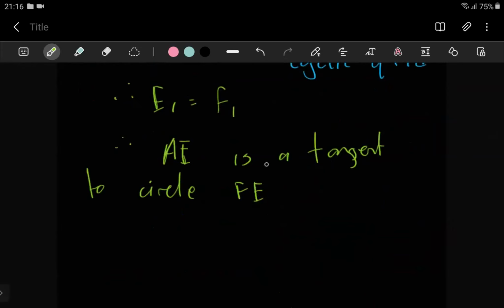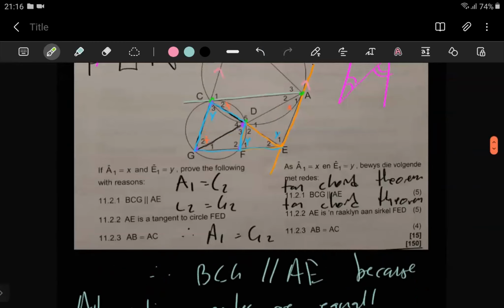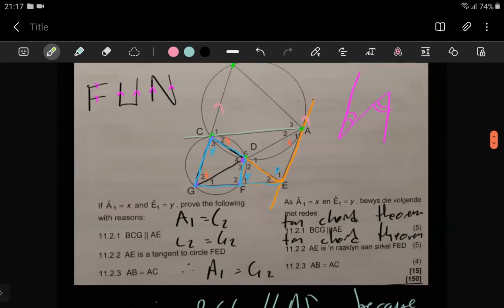Now the reason here, you're just going to say converse of tan chord theorem. Like that. And then you will be home free. You get yourself 5 more marks. Wow, 5. That's nice.